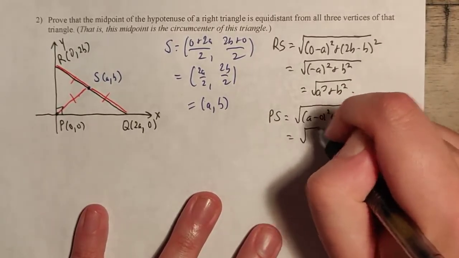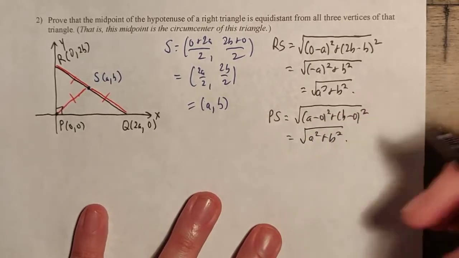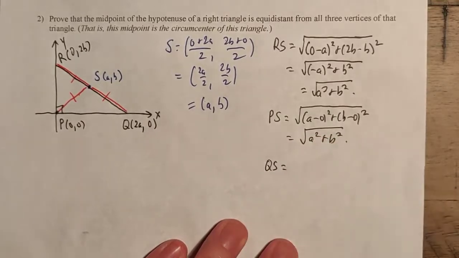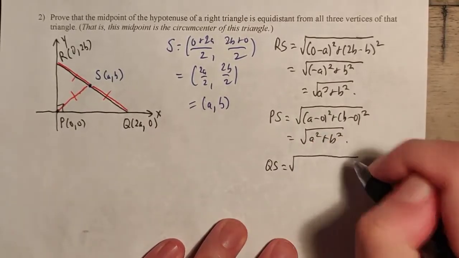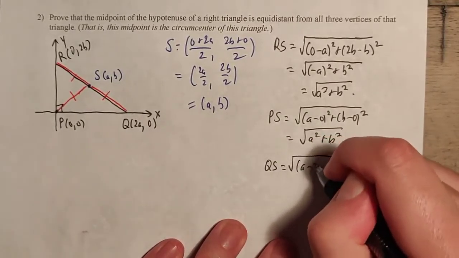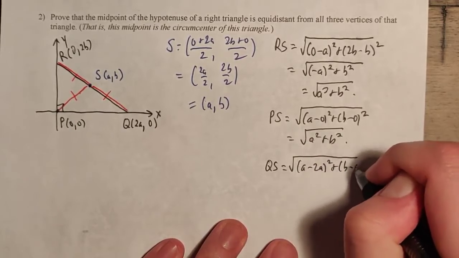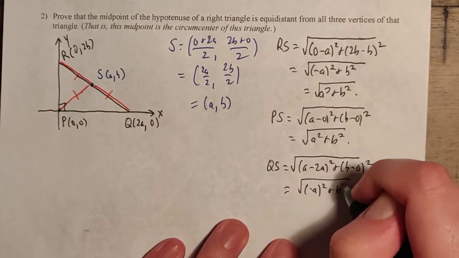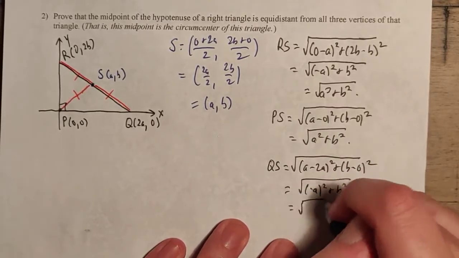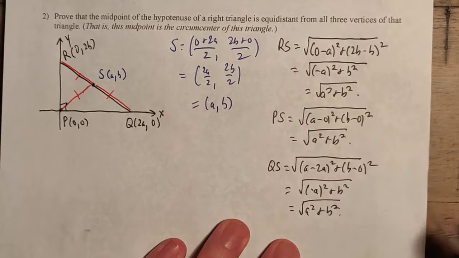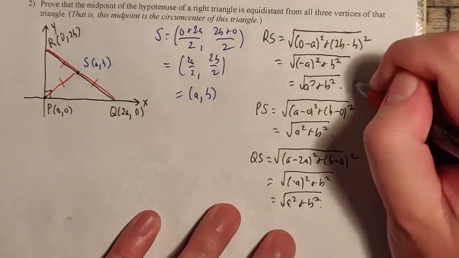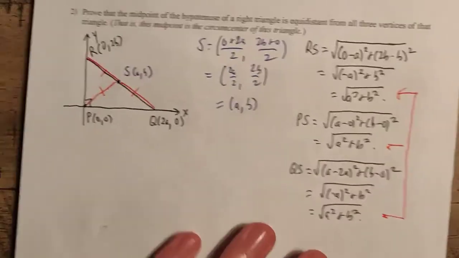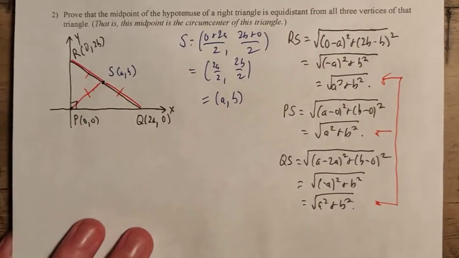And in this situation, again, we get A squared plus B squared, which matches what we wanted, and that looks pretty good. And now we can do QS here. QS, in this case, we do the same thing, our distance formula. It's going to be A minus 2A all squared plus B minus 0 squared, and that's going to be negative A squared plus B squared, which, as you can see here, is just A squared plus B squared. And we can see here, this is quite nice because all three of our values match, right? We can see that there's a matching here. All three of them are identical.